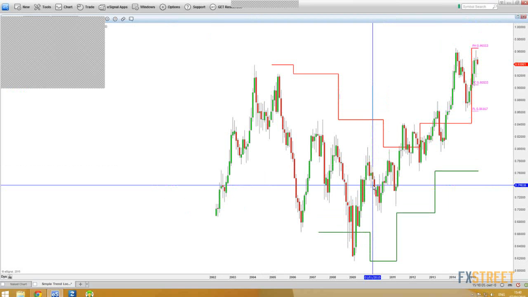Would you trade the New Zealand dollar, Canadian dollar? Yes or no? Good. Not till breakout. Good.